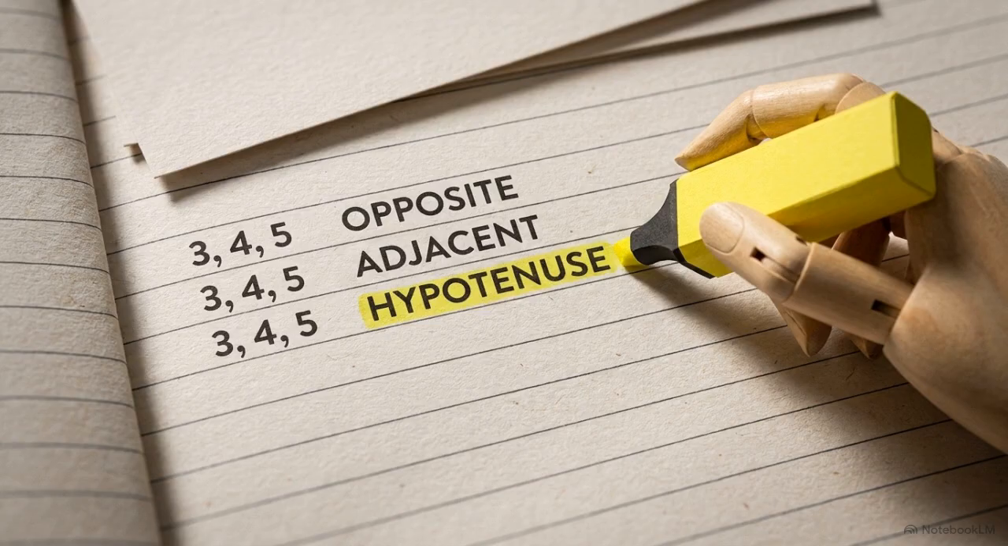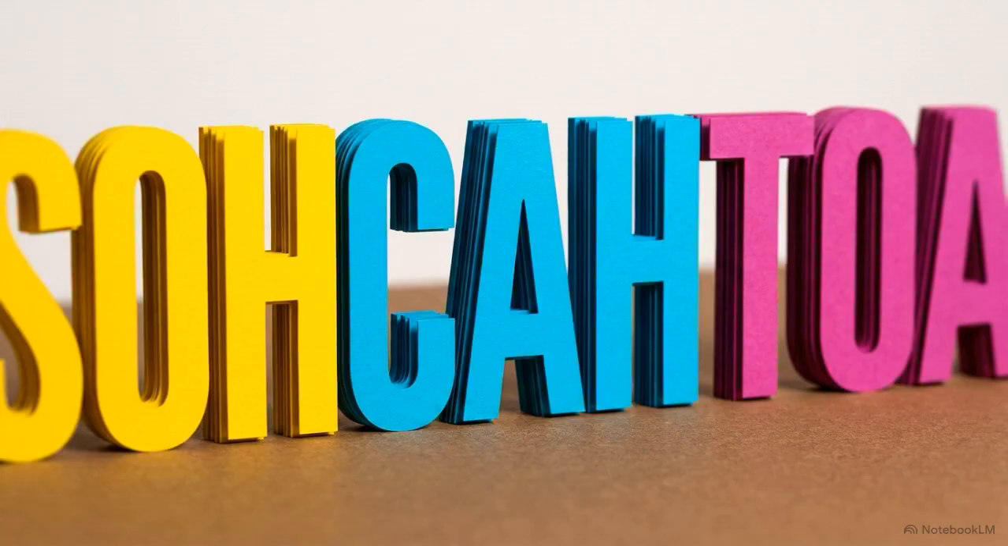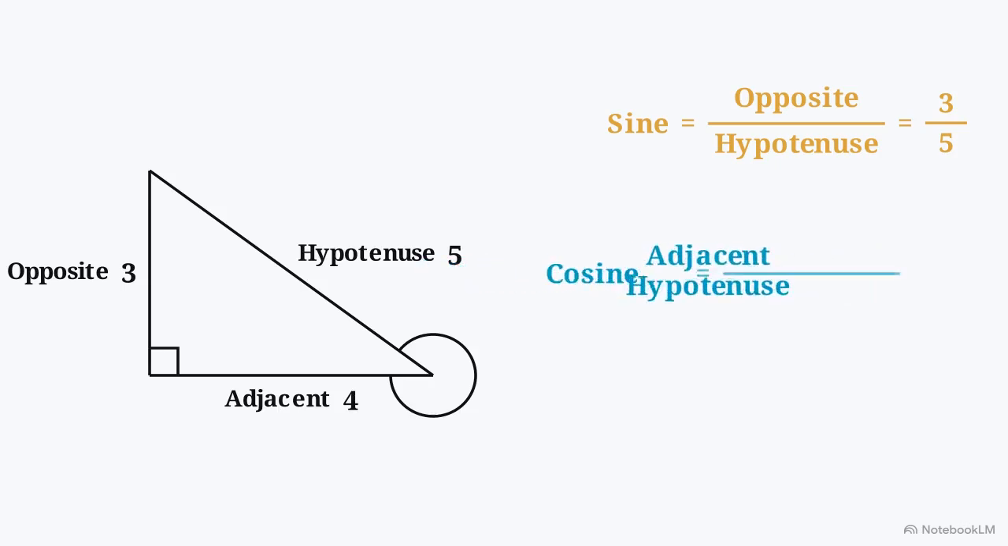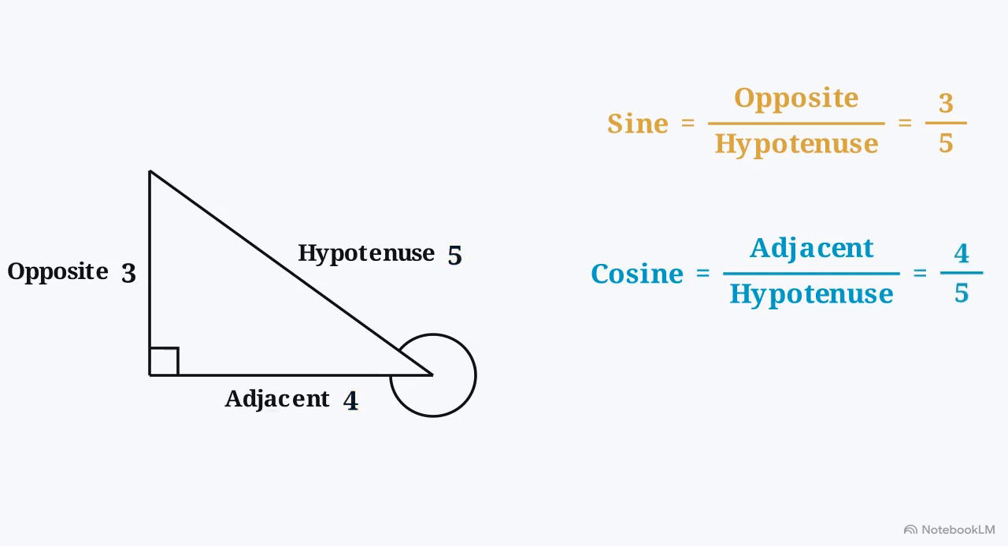Now that we have our names and our numbers, we can use a simple shorthand to link them all together. This shorthand is SOHCAHTOA. It's a helpful way to remember how the sides of our triangle relate to one another. So, SOH is for sine, the opposite side divided by the hypotenuse, which is 3/5. Next, CAH for cosine, the adjacent side divided by the hypotenuse, or 4/5. Finally, TOA for tangent, opposite over adjacent, giving us 3/4.